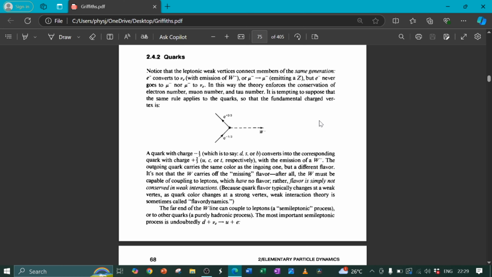Rather, flavor is simply not conserved in weak interactions, because quark flavor typically changes at a weak vortex, as quark color changes at a strong vortex. Weak interaction theory is sometimes called flavor dynamics.